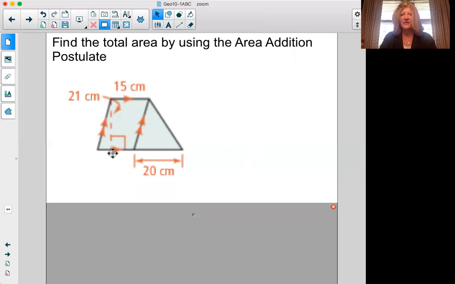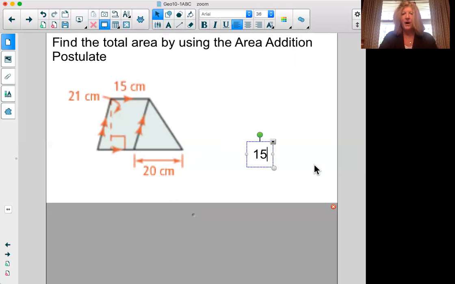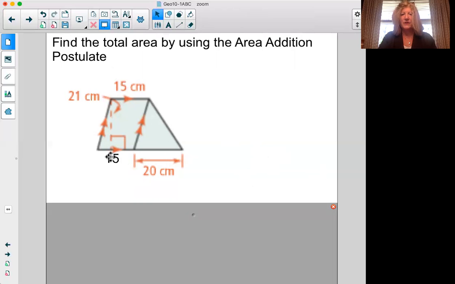We would take the area of the parallelogram plus the area of the triangle. And to calculate the area of the parallelogram, you have to remember that in a parallelogram, opposite sides are congruent. So this base and the height that we're given would be comparable, would be connected. So the area is 15 times 21 for the parallelogram.